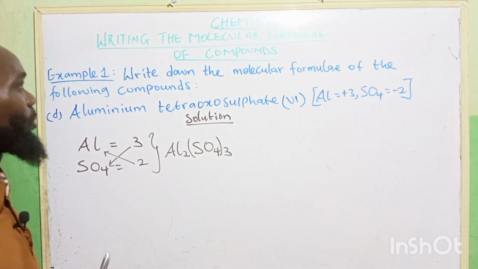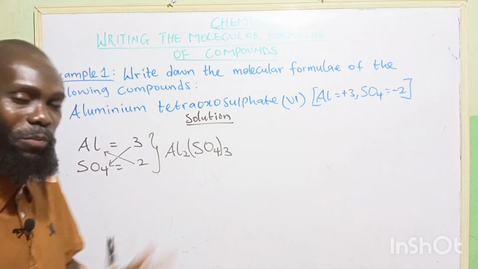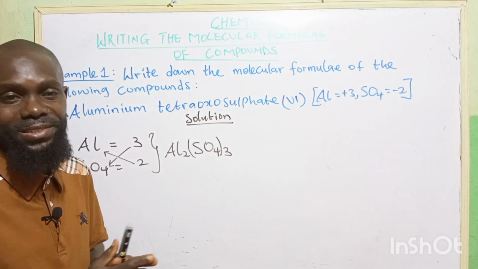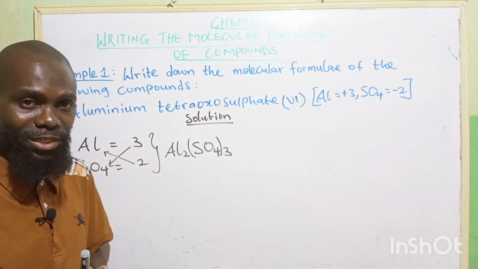So this is how to write the chemical formula of any compound given to you. We must understand the valencies of elements and the radicals of elements.